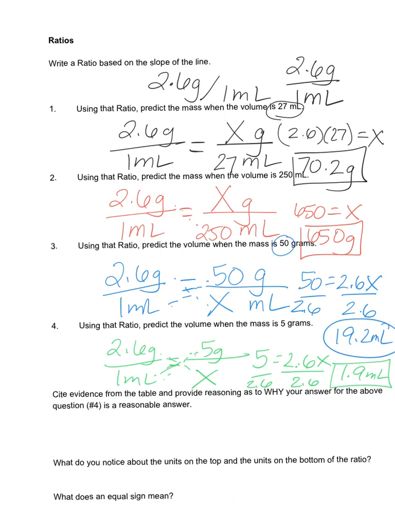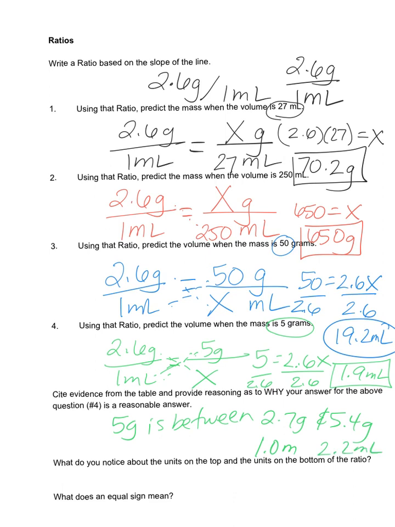Next, it says, cite evidence from the table and provide reasoning as to why your answer for the above question is a reasonable answer. So what I'm going to do is look and say for 5 grams from the table, 5 grams is between 2.7 grams and 5.4 grams. Okay. And so I want to see my answer. What correlates with the 2.7 grams? It was 1.0 milliliter. And on the table, 5.4 grams was 2.2 milliliters.